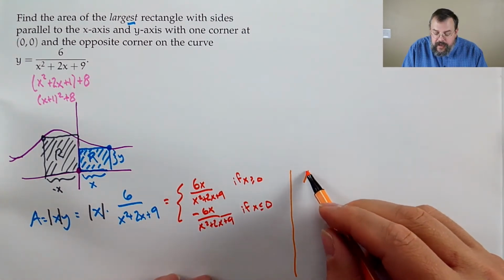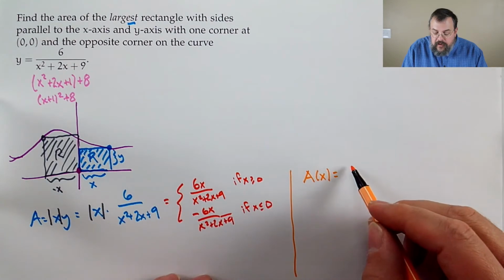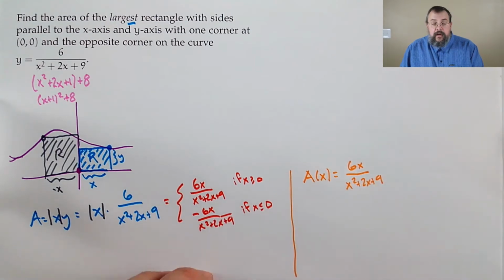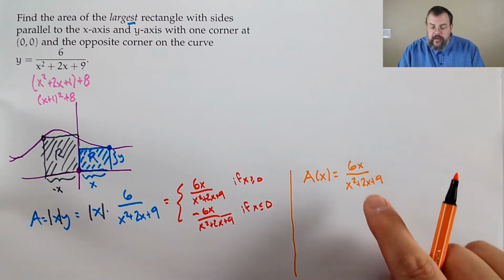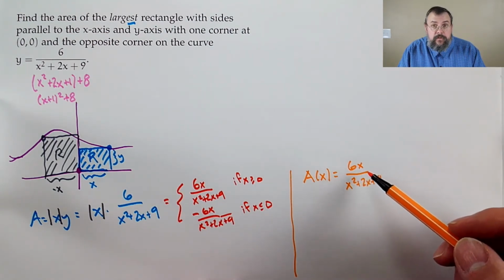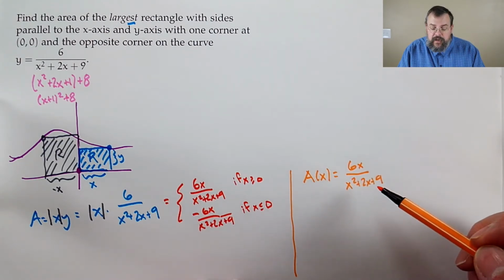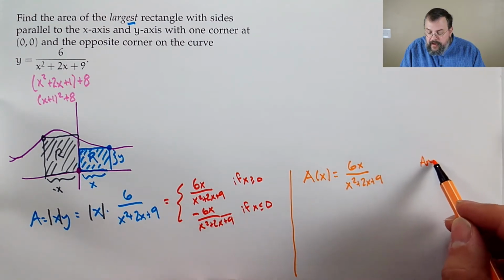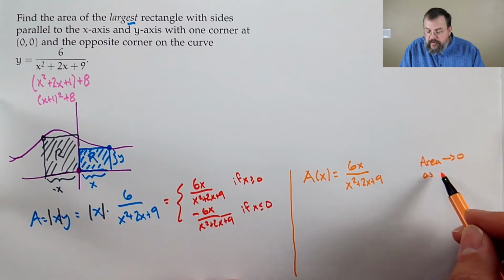So suppose I say our area A of x is 6x over x squared plus 2x plus 9. I'm going to do another aside here to do some justification about what we're going to do. What happens as we let x tend towards infinity, plus or minus? What's the expression doing? We see that the denominator is a square, and the numerator is to the first power, which means that as x gets big, the denominator dominates and the whole thing goes to 0. So we have area goes to 0 as x gets large.